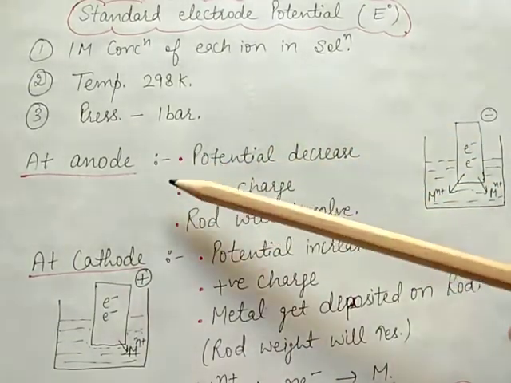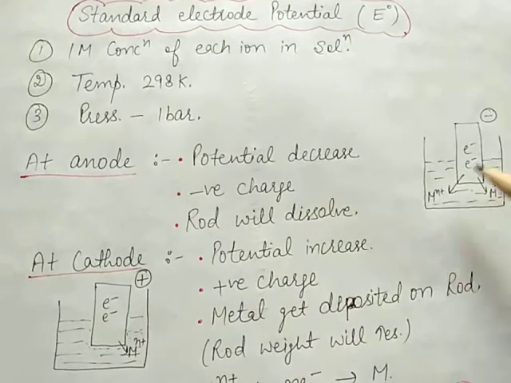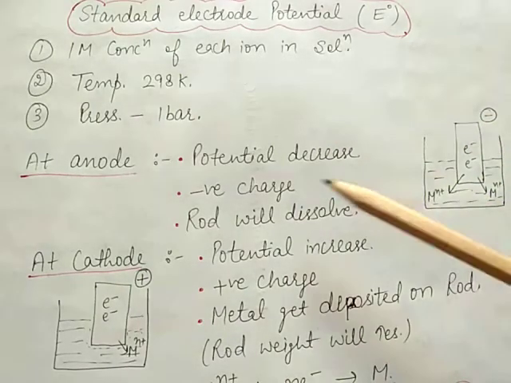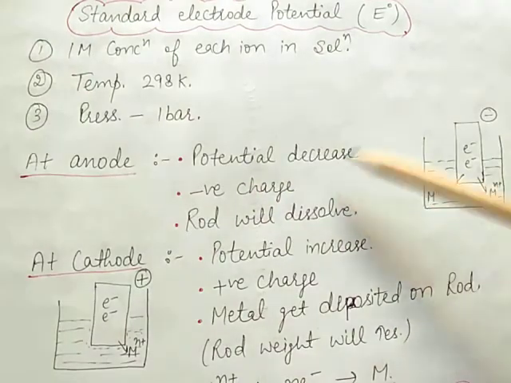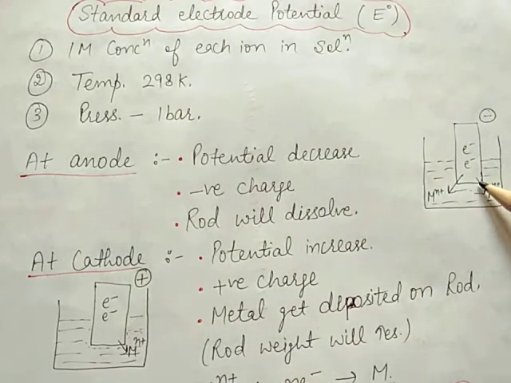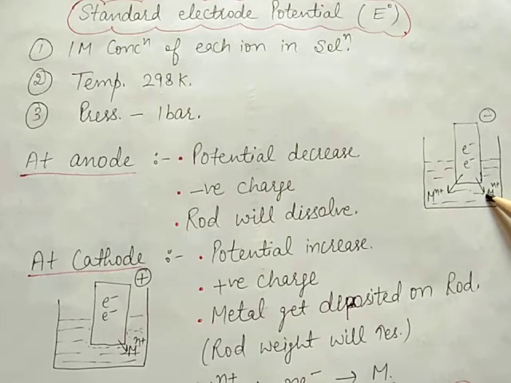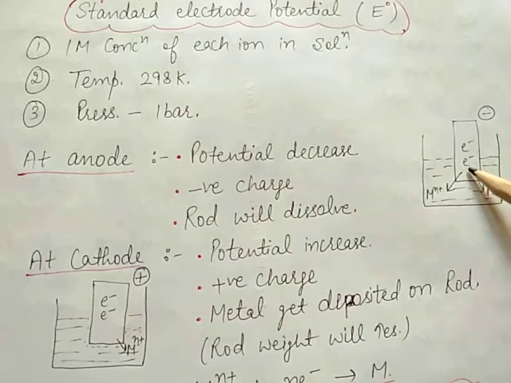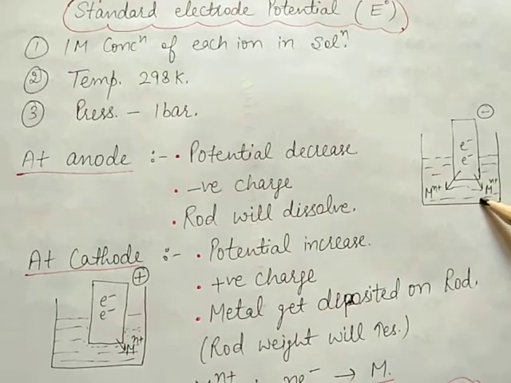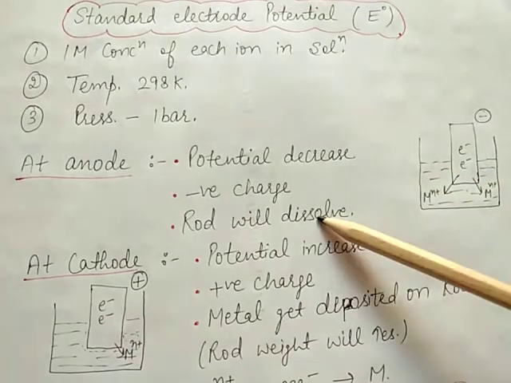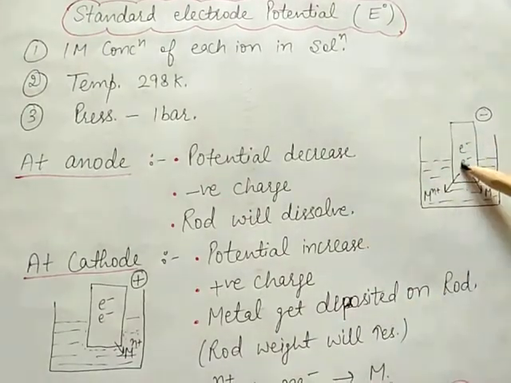At anode, oxidation takes place, so the potential decreases because electrons are released from this rod. It will show negative charge and the rod will dissolve.